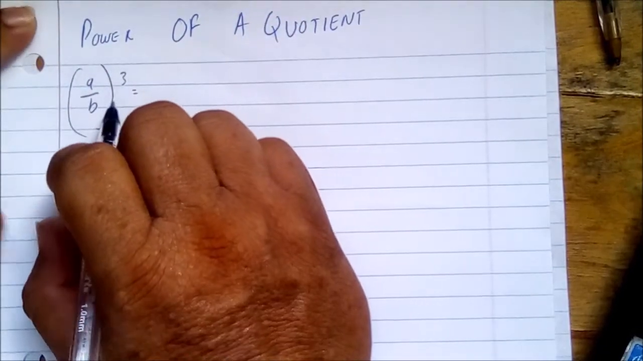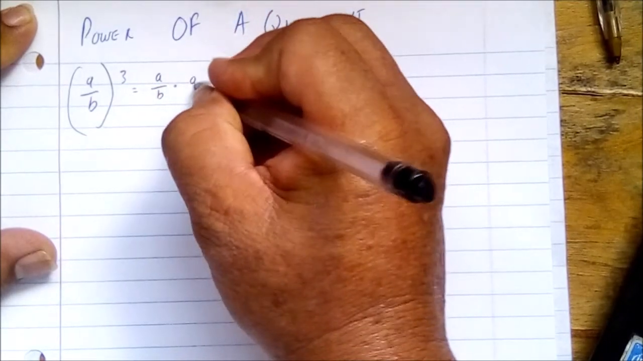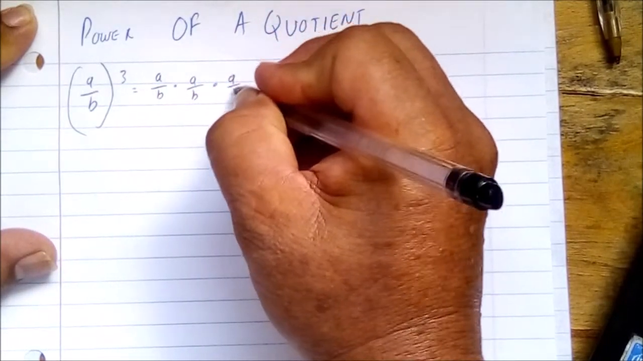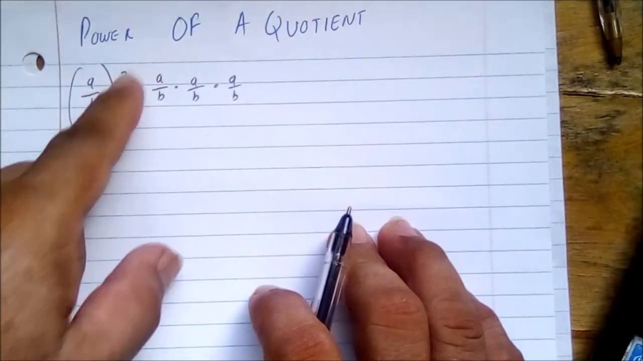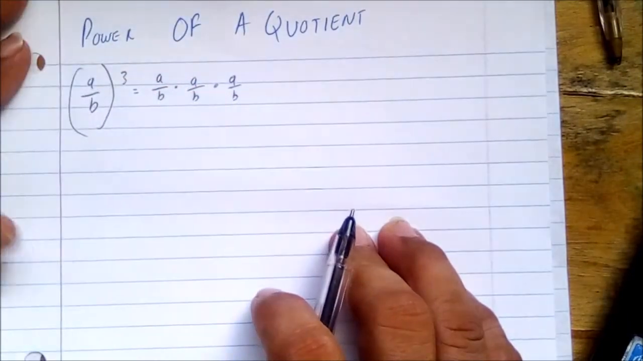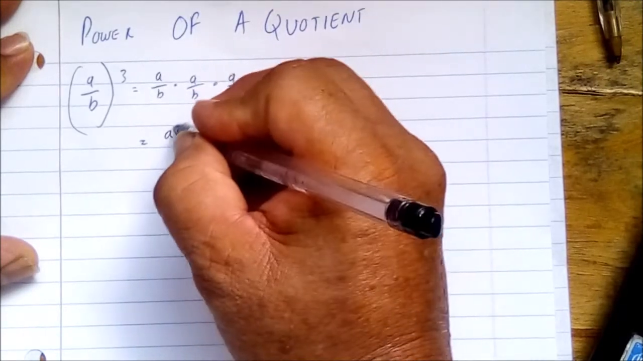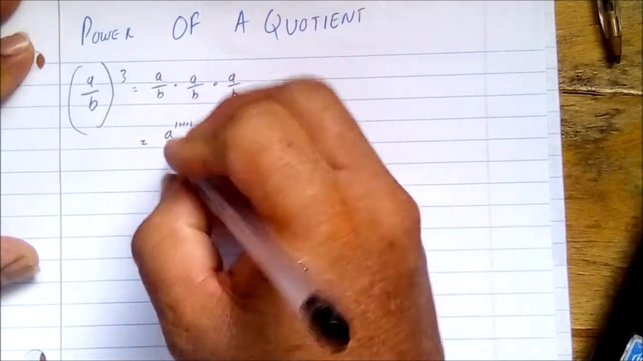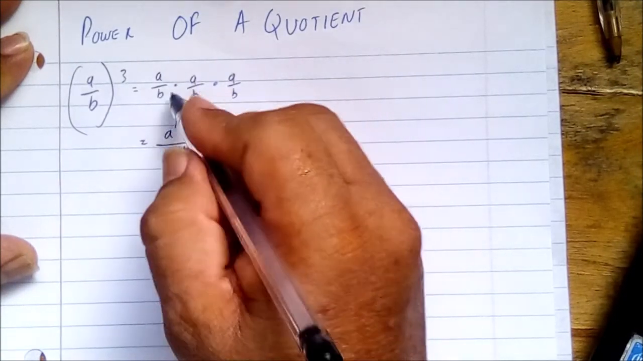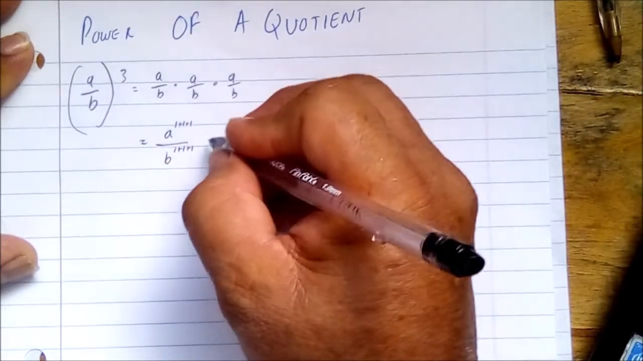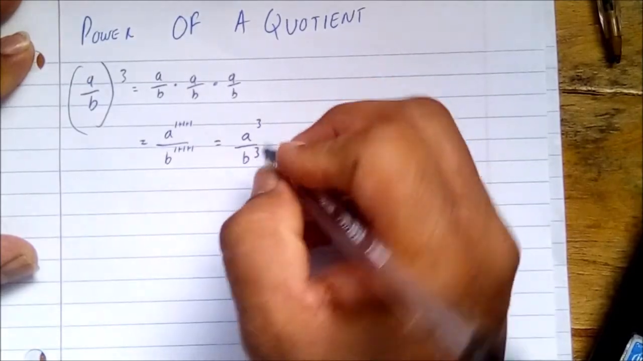If we were to expand this out, this would mean a over b times a over b times a over b. Applying the product rule at the top gives us a times a times a, which means a to the 1 plus 1 plus 1 over b to the 1 plus 1 plus 1. Why plus 1 plus 1? Because there are 3 b's and 3 a's. This gives us a solution of a to the third power over b to the third power.